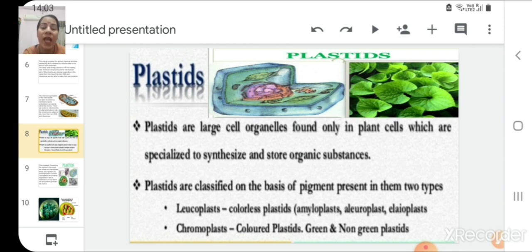These do not have any color, or we can say that these are white in color. And if we are talking about chromoplast, its name suggests that chromo means it has many colors in it. So these are colorful plastids. These colors can be green or some other colors like orange, yellow, purple, etc. So it includes green and non-green plastids.